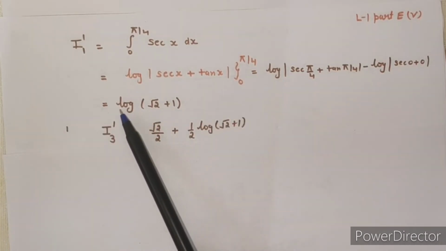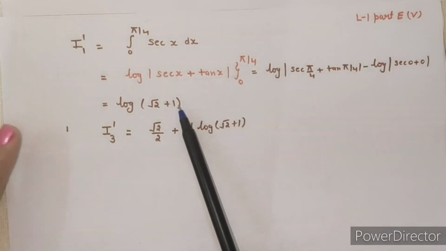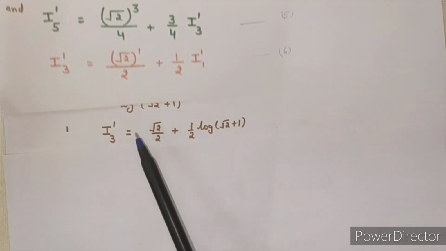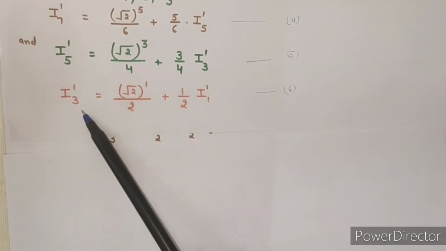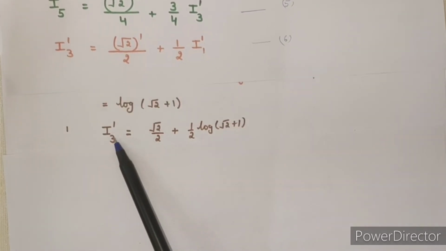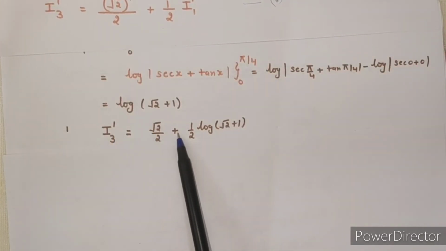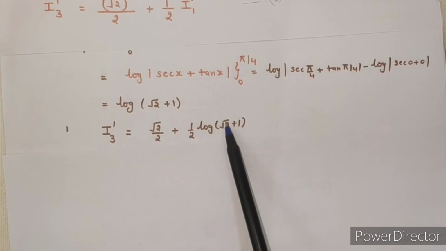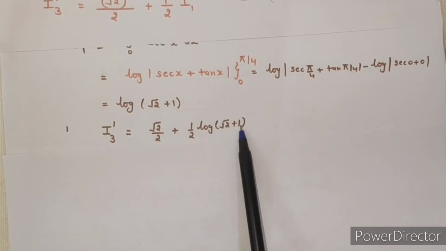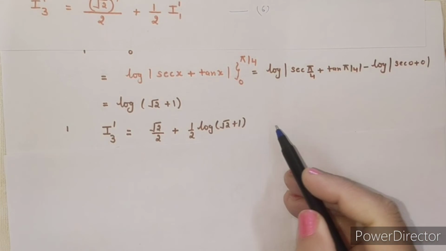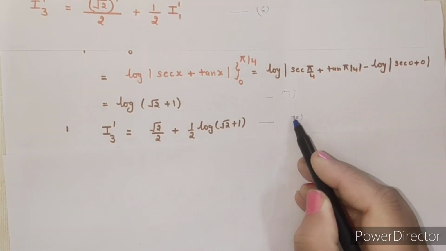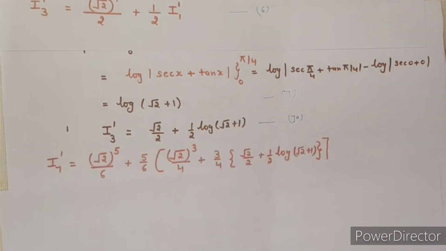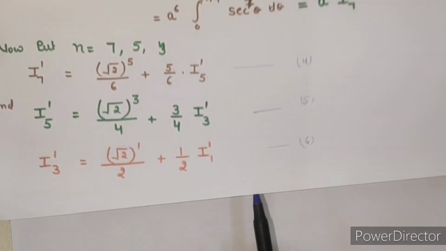Now put the I1 dash value in equation number 6. Your 6th equation was this one. So I am putting the expression of I1 dash in equation number 6. So I3 dash now becomes under root 2 by 2 plus 1 by 2 log of under root 2 plus 1. Suppose this is equation number 7; if you want you can write it, otherwise no need. Now put I3 dash in equation number 4, and equation 4 was this one.